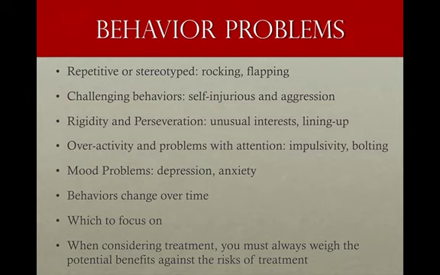So these top 5 bullets basically identify the types of behavior problems that we're going to think about most when we're talking about this population. The first is repetitive or stereotyped behavior. This is kind of the rocking and flapping, flapping of arms, flapping of fingers in the face, and that sort of thing. Challenging behaviors are typically self-injurious behavior and aggression, so they're either hurting themselves or hurting someone else.